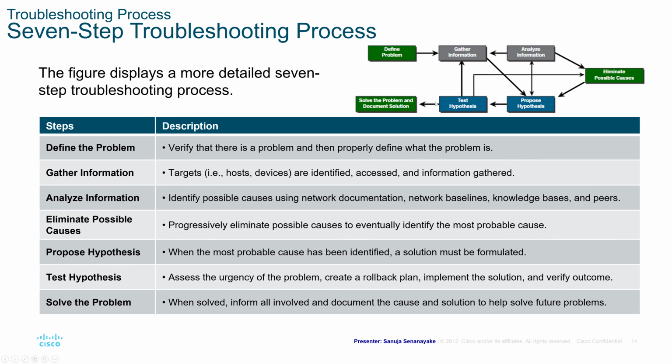We can analyze information that would identify possible causes using network documentation, network baselines, knowledge bases, and peers. Eliminate possible causes. In that stage, we progressively eliminate possible causes to eventually identify the most probable cause. Propose hypothesis. Just like any scientific process, you can propose a hypothesis. So when the most probable cause has been identified, a solution must be formulated, and that formulated solution would be the hypothesis. Then we're going to test that hypothesis.